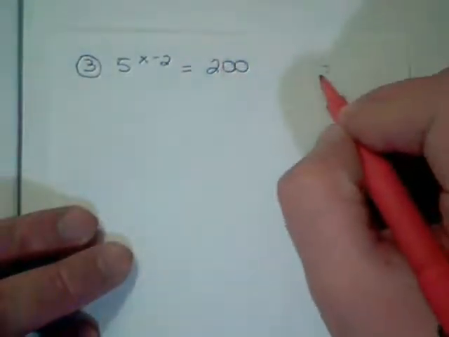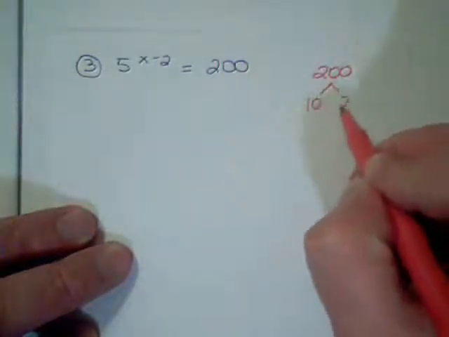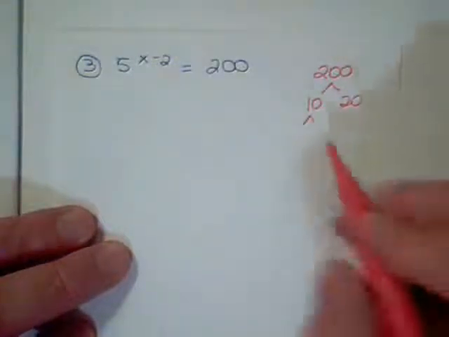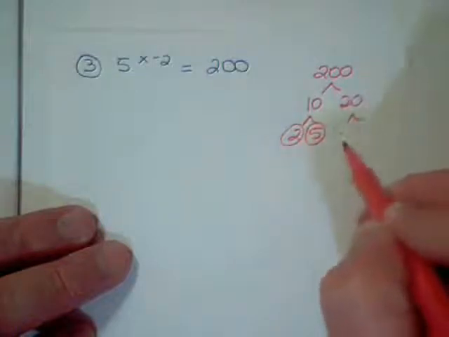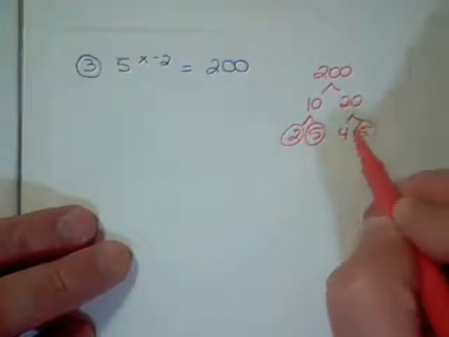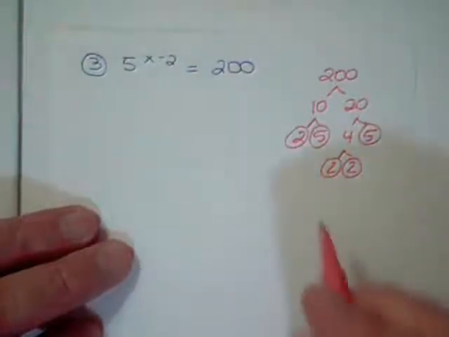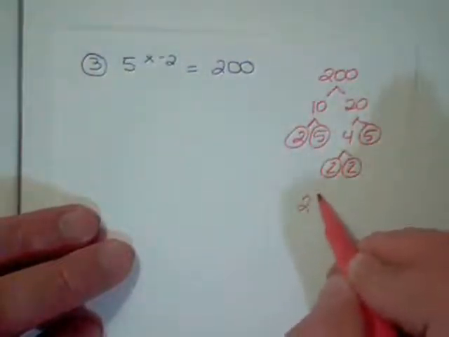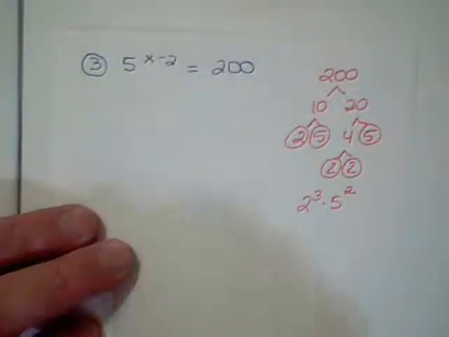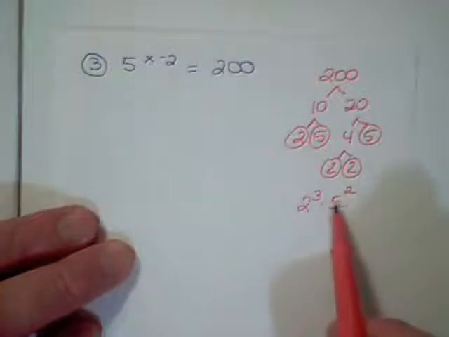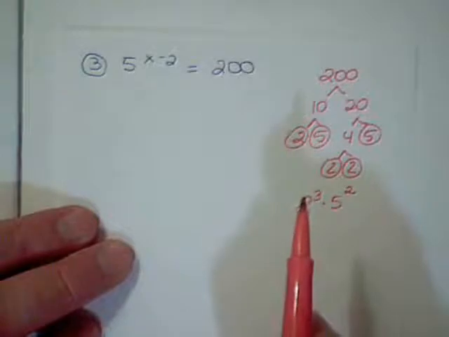Try to break down 200. I'm going to see that this will become 10 times 20. You can break down 10 as 2 times 5, and this would be 4 times 5, 2 times 2. So in other words, 200 can be written as 2 to the third power times 5 to the second power. The problem we have here, which is different from the ones before, is that now I have two bases, and I just want one base.